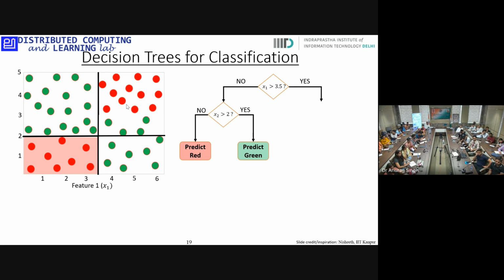Predict green is also done in a similar way, since that region does not have any red ball. On the other hand, this region has both red and green balls. So we should draw another line. The same line we had before was not working. So here x2 is decided by whether its value is greater than 3, and now we have perfect labeling.